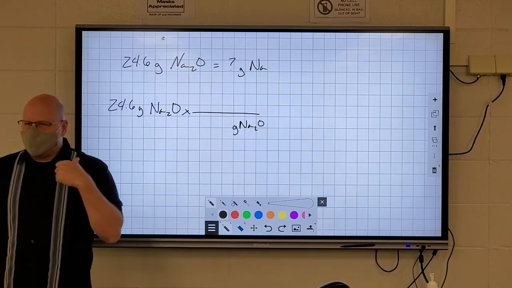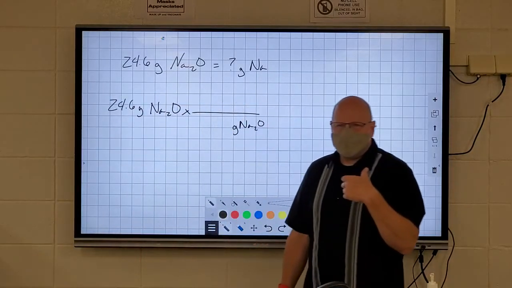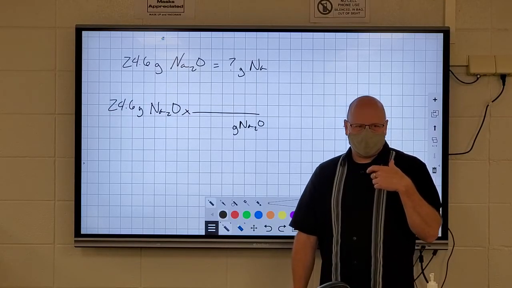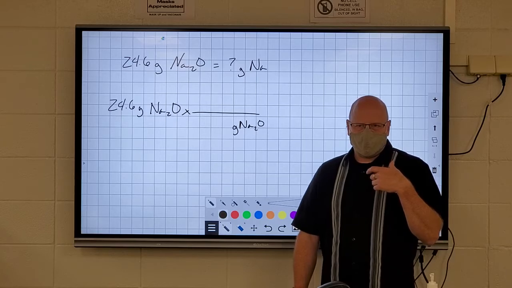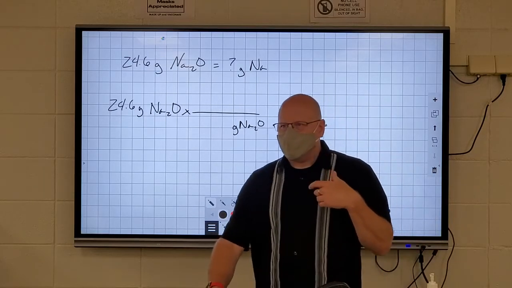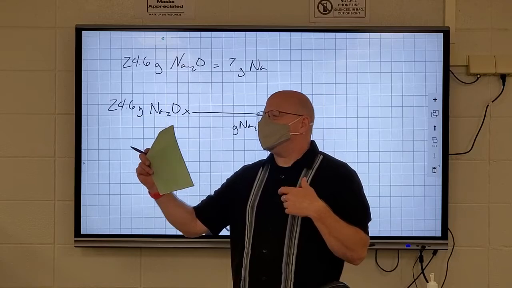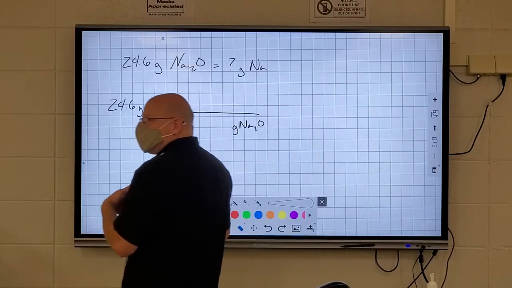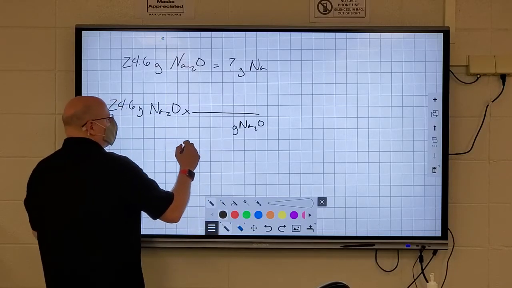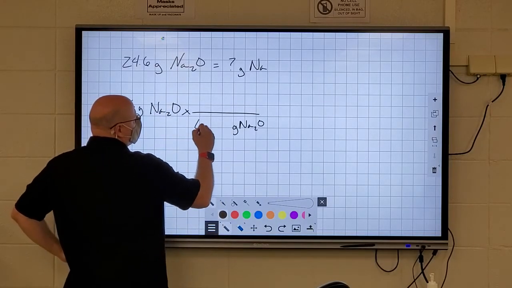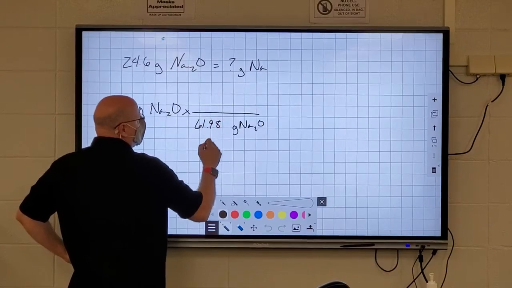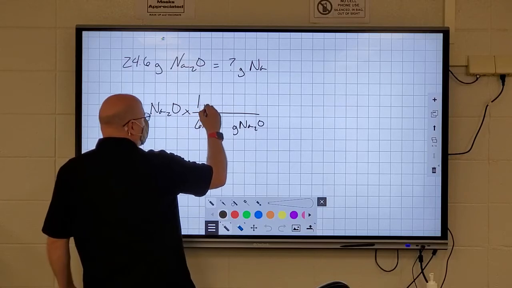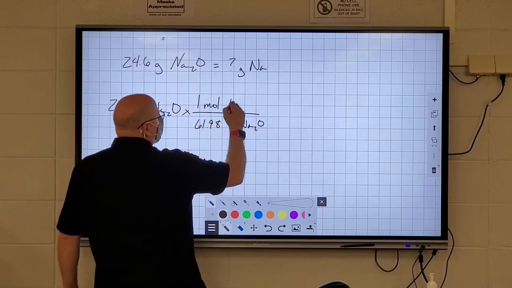What number has to go down there? 1. Not 1. The mass of that. So you're going to take 22.99 times 2 plus 16. And what's going to go on top? 1 mole. Of what? Sodium oxide.